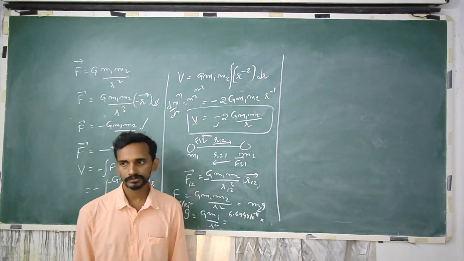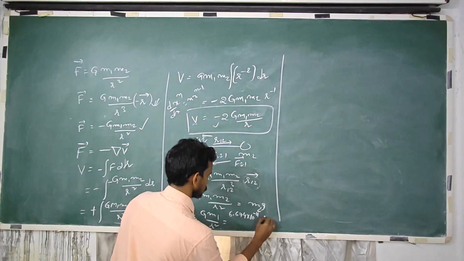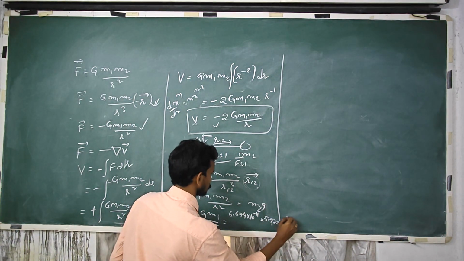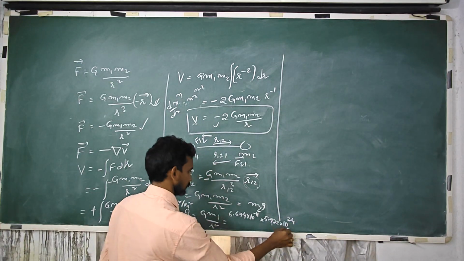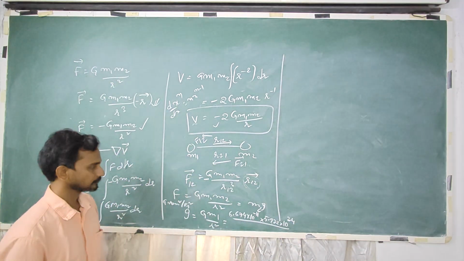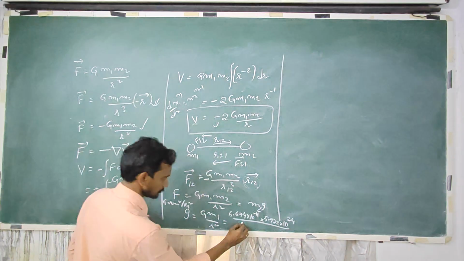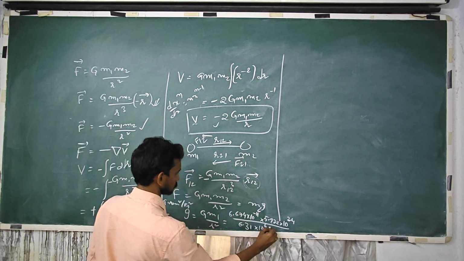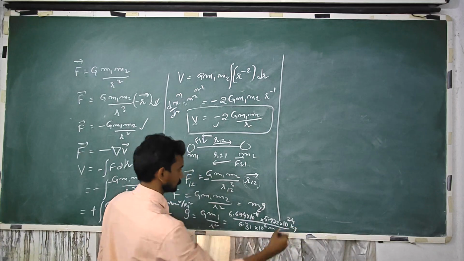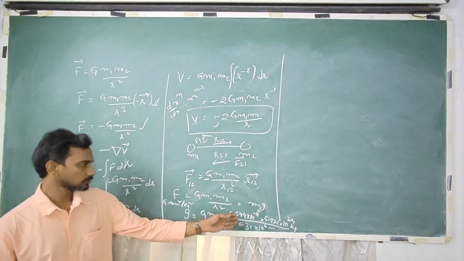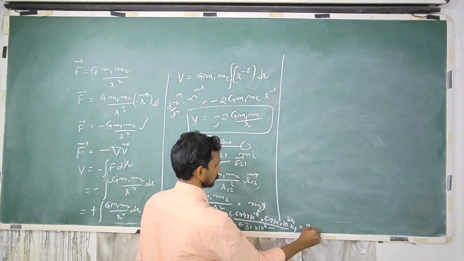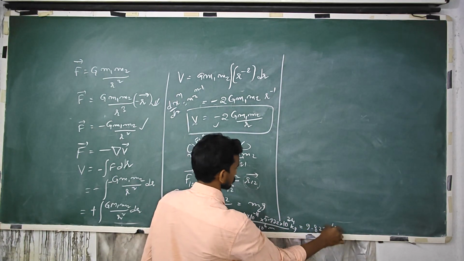Mass of Earth is 5.972 into 10 power 24 kg. And radius of Earth is 6.31 into 10 power 6 meters. So if you substitute all these values, you will get the value of 9.82 meters per second square.